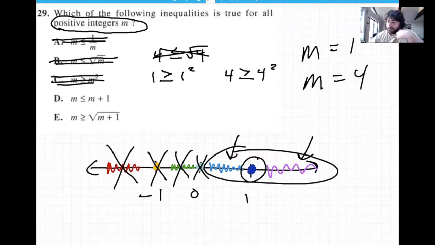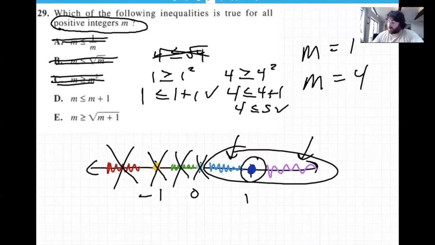So C is out. We try D. It says 1 is less than or equal to 1 plus 1. That is true, because 2 is bigger than 1. Then we try 4, and it says 4 is less than or equal to 4 plus 1, which is true, 4 is less than or equal to 5. So it works here, and it works here, which means it will work for any positive integer. It works for 1, and if it works for 4, it'll work for 2, 3, 4, 5, 6, 7, 8, 9. It'll work for all those, because it's just about thinking how these number sets work.